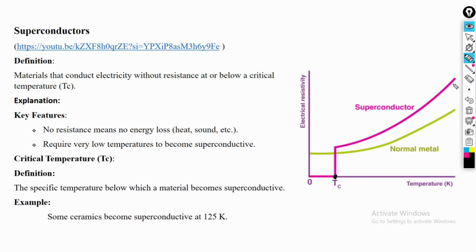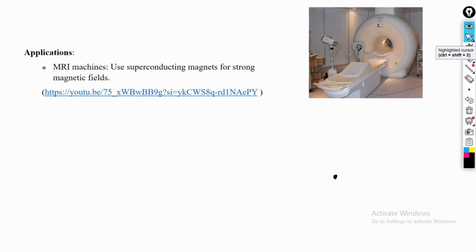If the material reaches that critical temperature, then after that its resistivity, its resistance, will become zero. So here the resistance suddenly becomes zero, and now this conductor behaves as a superconductor. Some ceramics become superconductive at about 125 Kelvin. These are the applications of the superconductor.